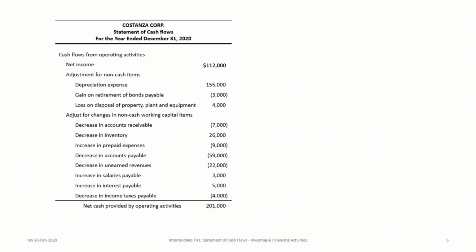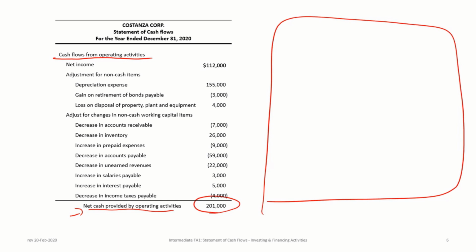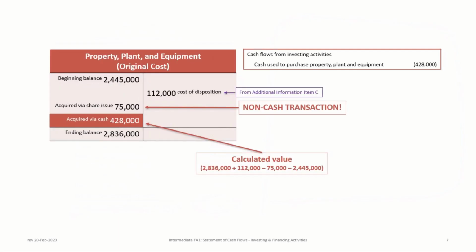If you recall, we prepared the operating section for the statement of cash flows, in which we determined that there was a net cash provided by operating activities of $201,000. And now in the rest of this tutorial, we will look at the investing and financing sections.